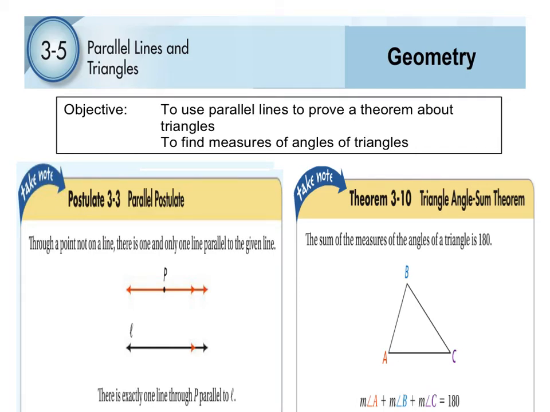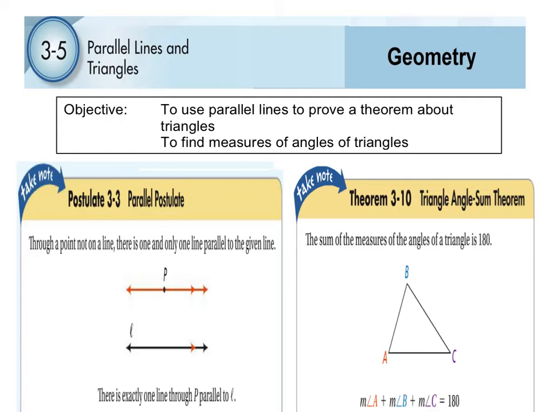This is the introduction to section 3.5, part 1. In 3.5, we're talking about parallel lines and triangles. We're going to start to identify some specific characteristics of triangles. Our objectives here are to use parallel lines to prove a theorem about triangles, and that's what you're going to see here in part 1. You're also going to find measures of angles of triangles as well.